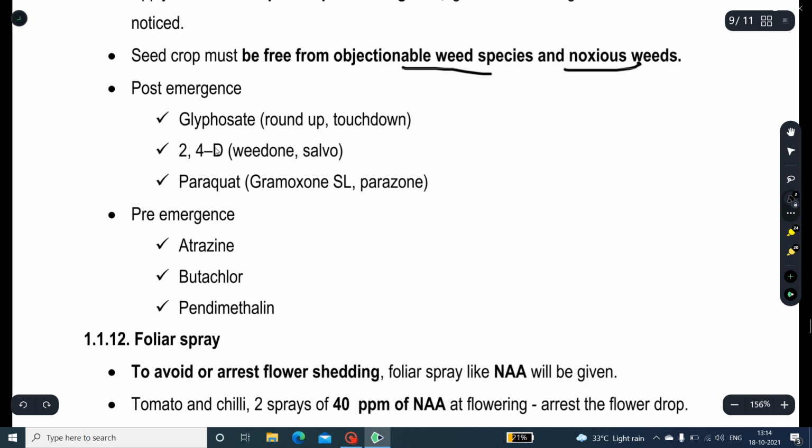The post-emergence herbicides are like glyphosate, its trade name Roundup or Touchdown, and 2,4-D, Vidon or Salo, Paraquat, Gramoxone or Parazone. These are the post-emergence herbicides. And the pre-emergence herbicides are like atrazine, butachlor and pendimethalin.